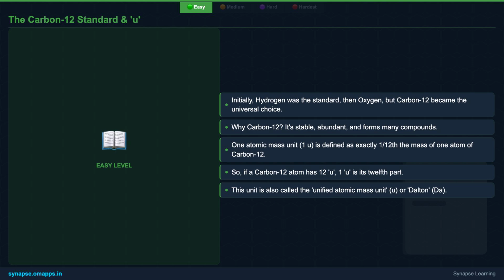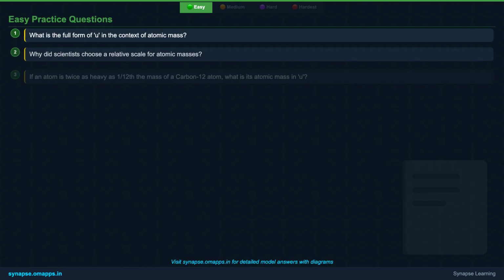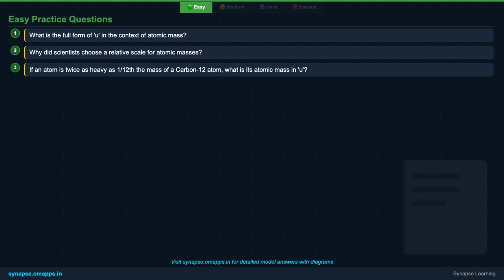This U unit, also known as the Unified Atomic Mass Unit or Dalton, provides a consistent scale for all atomic and molecular masses. Now, let's test your understanding with a few easy questions. Pause the video, think, and try to answer them. What is the full form of U in the context of atomic mass? Why did scientists choose a relative scale for atomic masses? And finally, if an atom is twice as heavy as 1/12 the mass of a carbon-12 atom, what is its atomic mass in U?